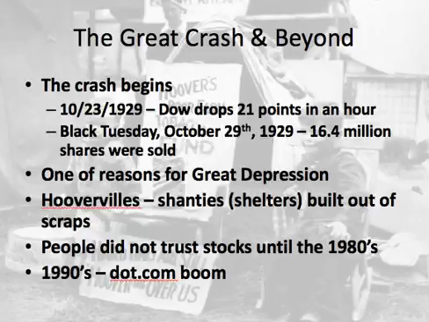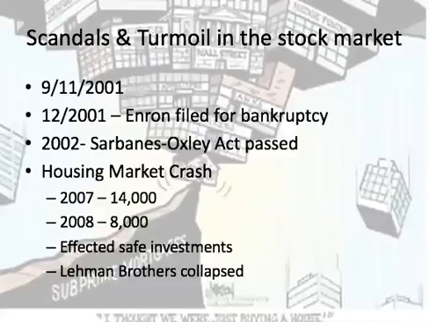Hoovervilles were towns built out of scraps. There were so many people homeless that you'd have these towns that were all around. And as a result as well, people did not trust the stock market until the 1980s. Then we had the advancement of technology, the internet boom, and everyone was jumping in on a Roaring Twenties again. That it was a dot-com boom. Anything that company had a .com behind it was considered a great buy.